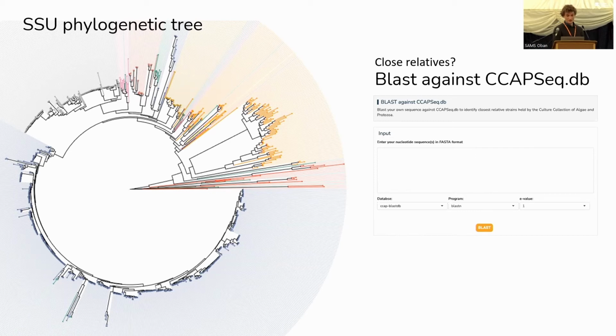Another thing which is possibly what I'm most proud of is the ability to BLAST against our database. So if you have an organism which you love working with and you have a sequence of it, you can put that in here and use the BLAST algorithm to predict which is the close relative strain or set of organisms we have in our culture collection. So you can then maybe order them in or use them in your research as you want.